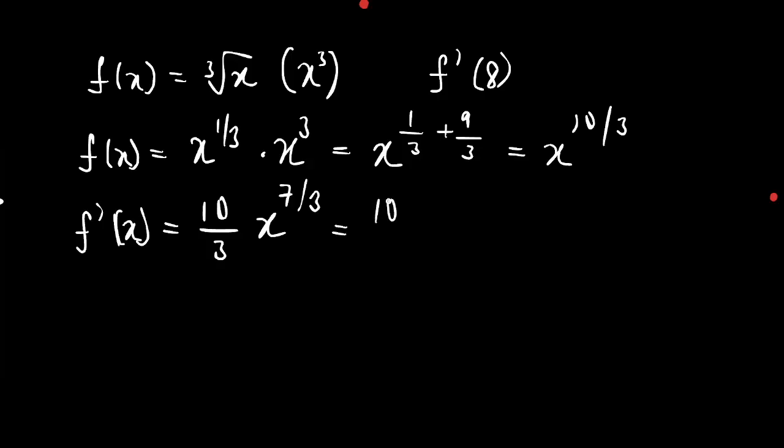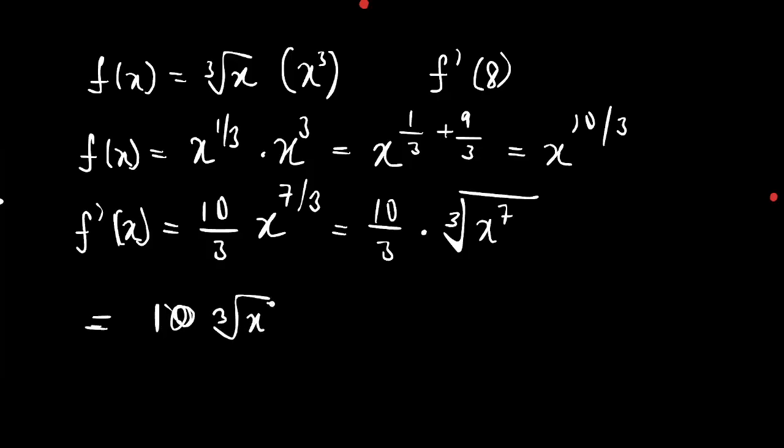Remember, this is just going to be 10/3 times the cube root of x to the 7th. The denominator being a 3 tells us that it's a cube root, and the numerator being a 7 tells us that our x is raised to the 7th power here. So this is going to be what we're looking at right here. Again, we can also rewrite this slightly more, if we just want to distribute and multiply that fraction out, as 10 times the cube root of x to the 7th divided by 3. If you want to do that, feel free to do that.